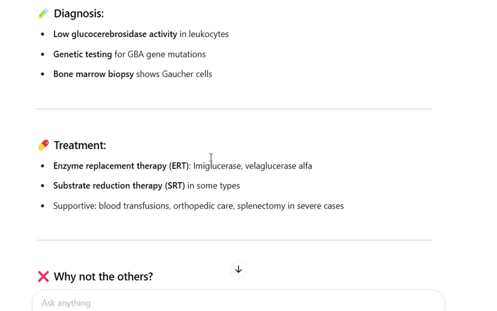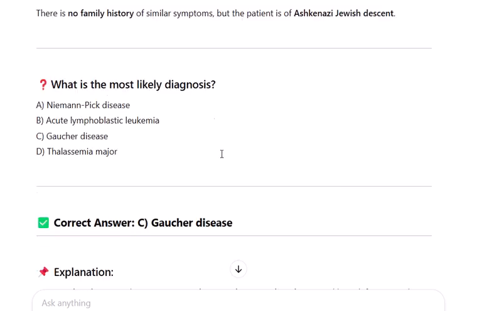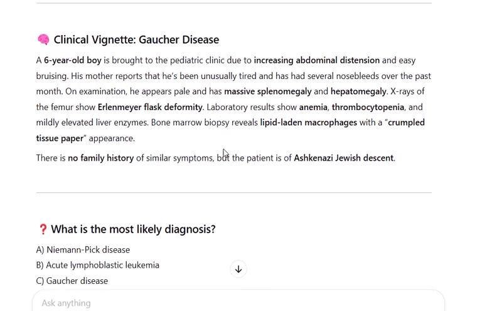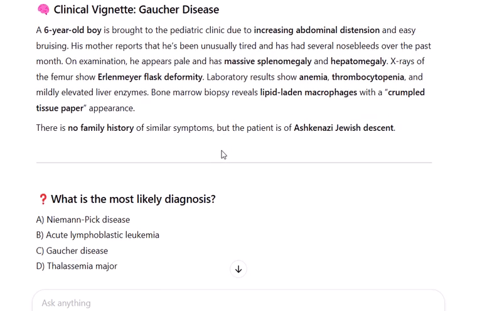Here's a clinical vignette in Puerto Rico medical revalidation style, focused on Gaucher disease, covering clinical presentation, pathology, diagnosis, and treatment. Clinical vignette, Gaucher disease. A 6-year-old boy is brought to the pediatric clinic due to increasing abdominal distension and easy bruising. His mother reports that he's been unusually tired and has had several nosebleeds over the past month.